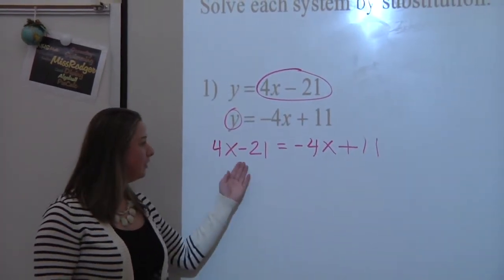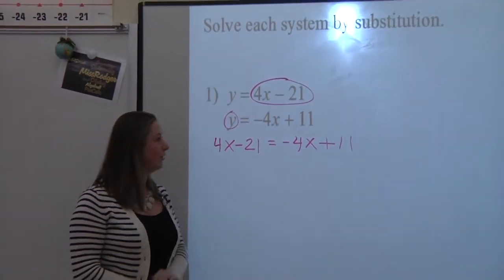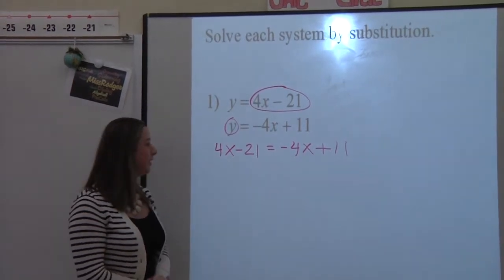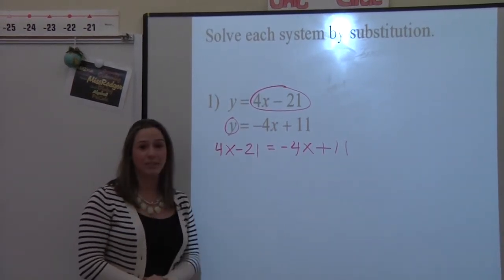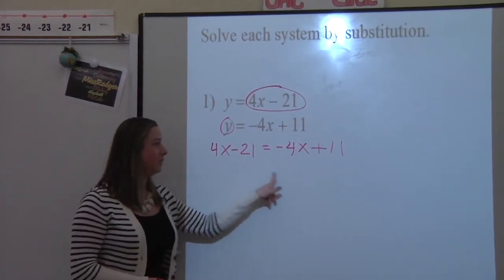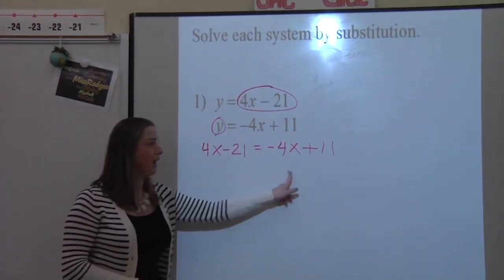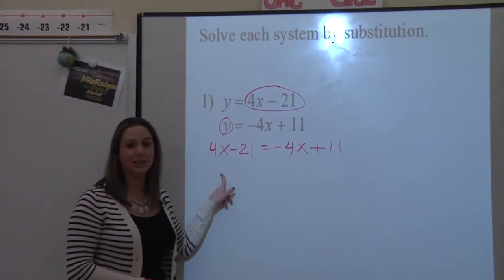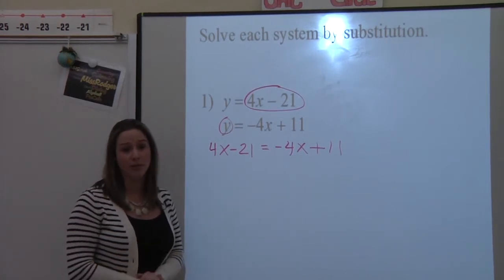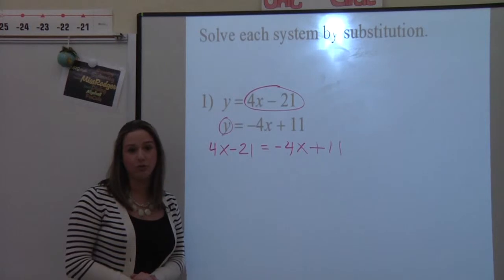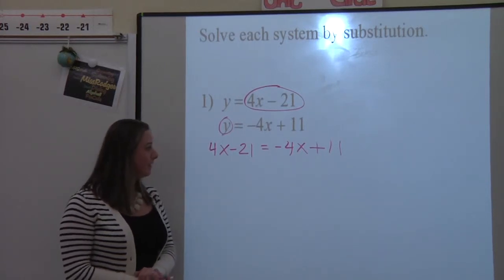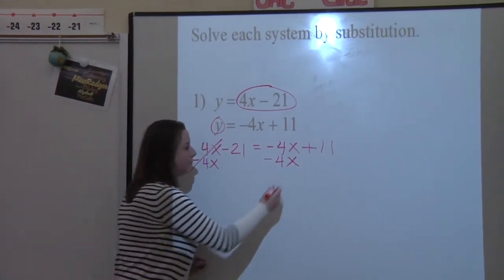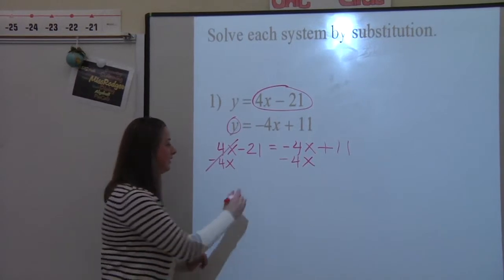Now our goal is to solve for x. Solving by substitution allows us to break these two equations down into one equation with one variable. So we have a multi-step problem. We have a couple choices. We can add 21 to this side of the equation, we can subtract 4x from this side, we can add 4x to this side, or we can subtract 11 from this side. We have a number of options, and this is just personal preference. So I'm going to start by subtracting 4x from this side. No reason, just 'cause.